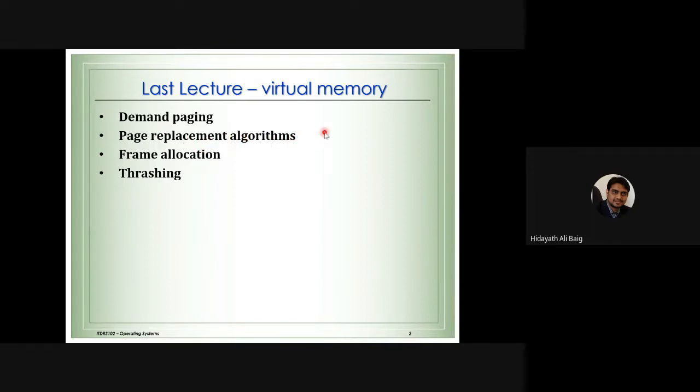Last week we saw examples of how to use the first in first out, optimal page replacement algorithm, and the least recently used, LRU. So we have seen three page replacement algorithms, and in the end, we saw some theory on how to allocate the frames to the process.